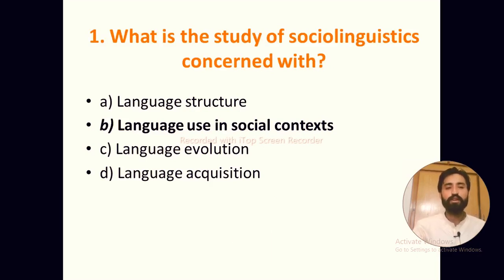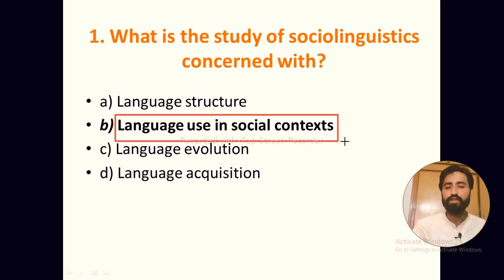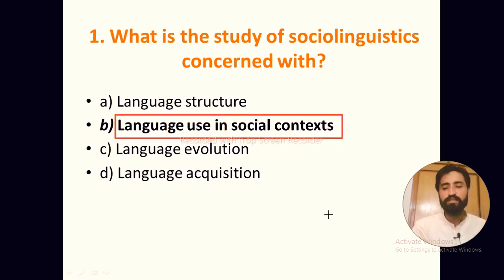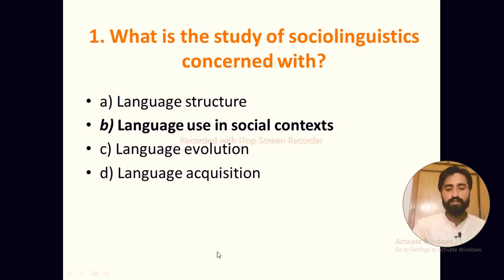So first of all, we have: what is the study of sociolinguistics concerned with? Sociolinguistics, as we have discussed, is the language used in a social context. Simply, we can say that the use of language in society is called sociolinguistics.